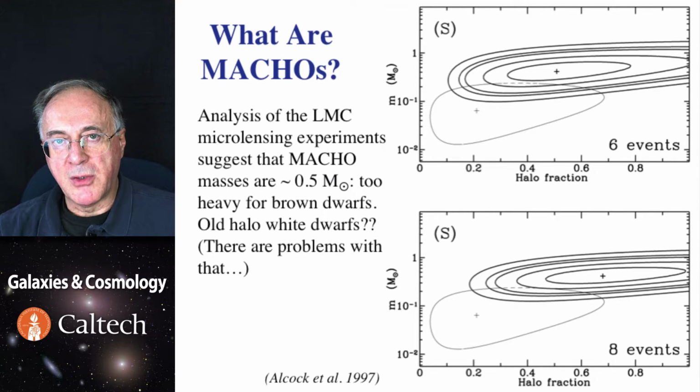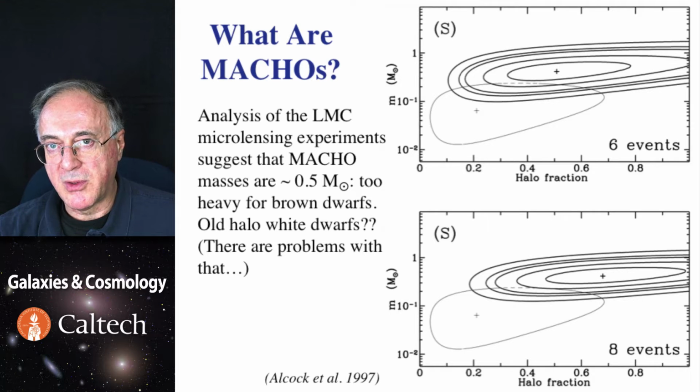So here are the original MACHO results. They're expressed in probability contours as a function of the lens mass and the fraction of the mass of the galactic halo that could be attributed to them, assuming they really are in the galactic halo. The surprising result here was that the typical mass was supposed to be about half a solar mass. This was unexpected because the only thing that could be like that would be white dwarfs, which are evolutionary remnants of more massive stars. But that means that there must have been some huge population of progenitors of those, with other consequences which are not seen.